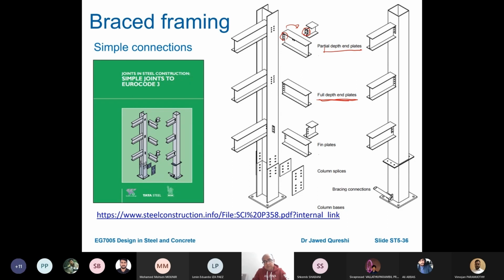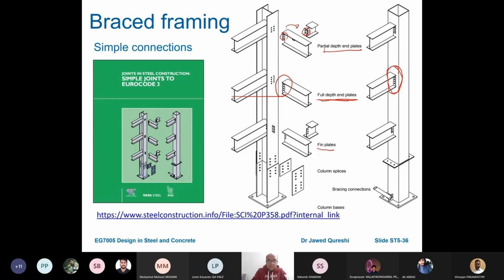So you can see here that your end plate is welded to the end of the beam, and then it is bolted to the column. Now these full depth end plates are the most common ones, and the reason is that they prevent out of the plane buckling. That's the reason we use these quite a lot.